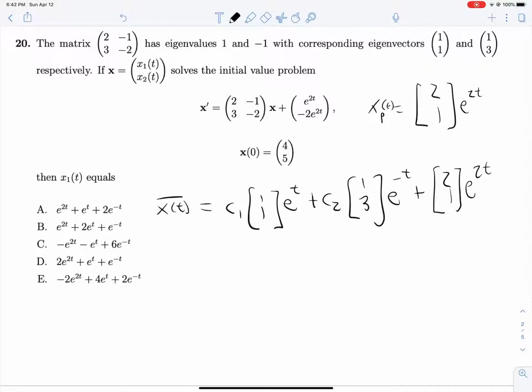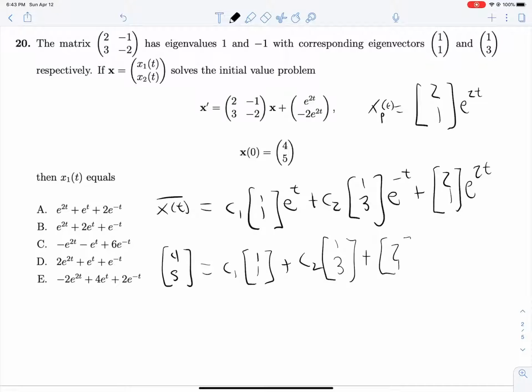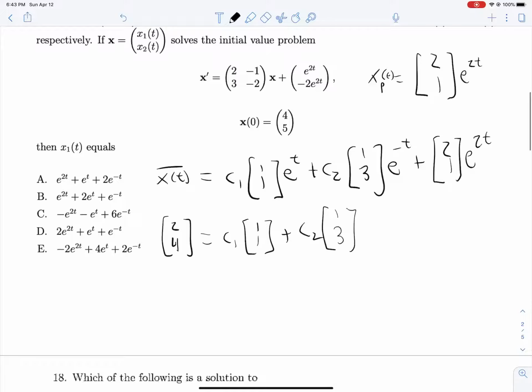Plugging in 0 for t, and then plugging in (4, 5) for x of t, we can solve and see that (4, 5) is equal to c1 (1, 1) plus c2 (1, 3) plus (2, 1). We can subtract this (2, 1) over here and get (2, 4), and then turn this into a little augmented matrix, [1, 1 | 2], [1, 3 | 4], like that.